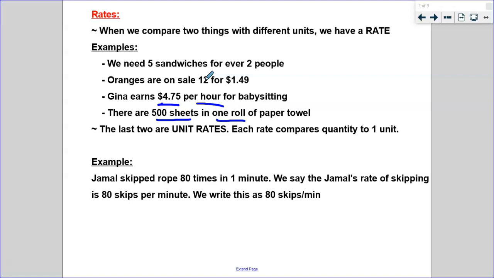Here I want to show you the symbol that you'll use. Jamal skipped rope 80 times in 1 minute. This is a unit rate. We say that Jamal's rate of skipping is 80 skips per minute, and we write this as 80 skips, and then this backslash sign is the symbol we're going to use for per. So this means 80 skips per minute.